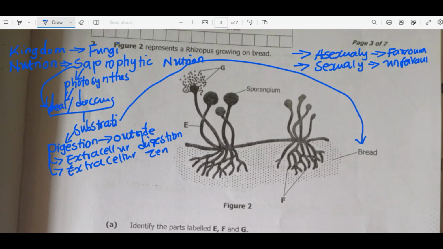Now, the other thing that we need to look at here, you are going to find out that under rhizopus, we are going to have spores.